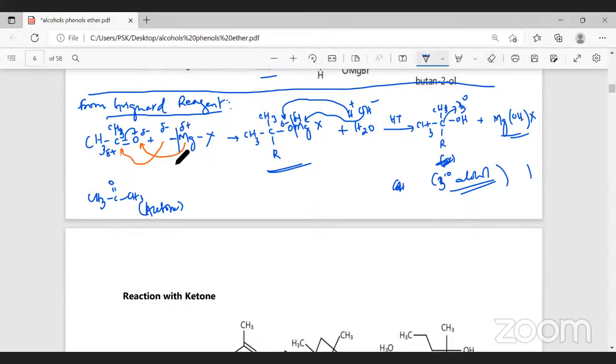Now, instead of R here, to be more specific, I'll take an alkyl group here, like CH3. Here also I take CH3. So what happens? This R becomes CH3, and this R also becomes CH3. So what am I getting? Tertiary butyl alcohol. So it's a tertiary alcohol. Did you understand this? Yes, sir.